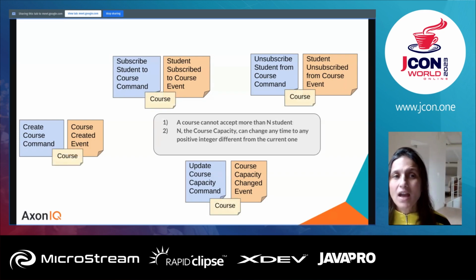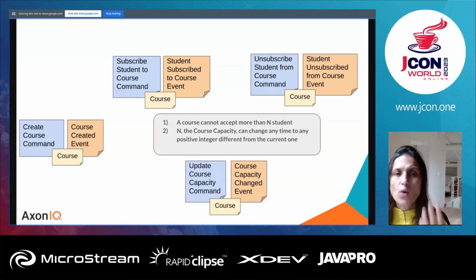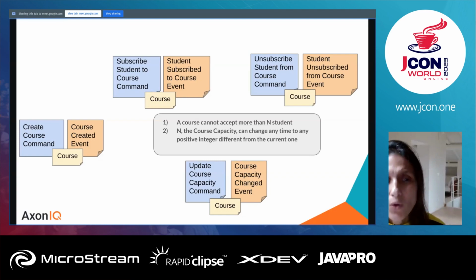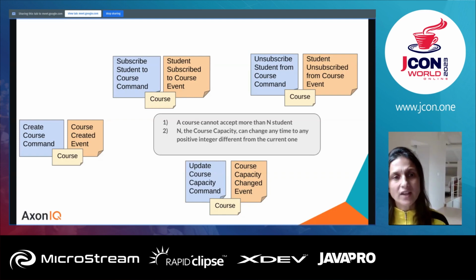And that's why I would choose the course as an aggregate. Translating this idea into non-technical terms to explain it to the business experts is not trivial. We can use metaphors by asking questions like, who guarantees me that this rule will not be violated? Or in which box would you put this information? Or who do you address this comment to? These are all techniques that can work, but they are not always so effective.